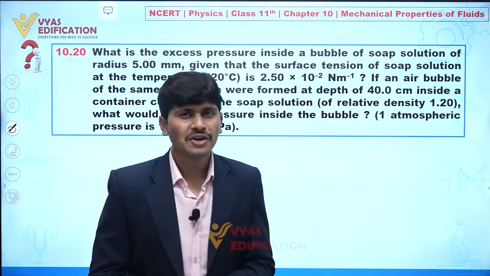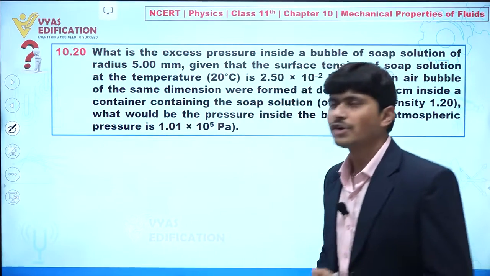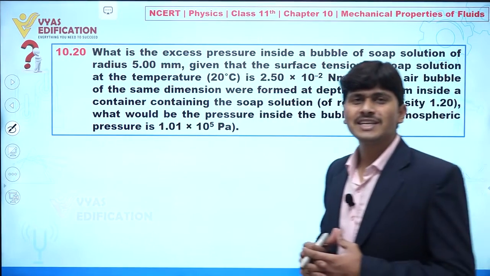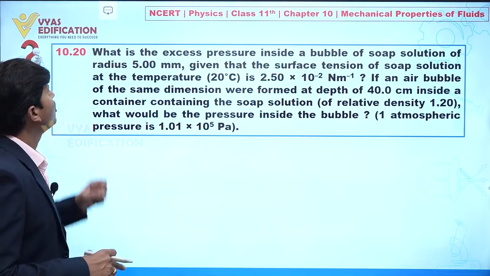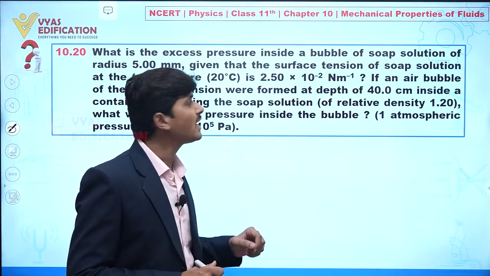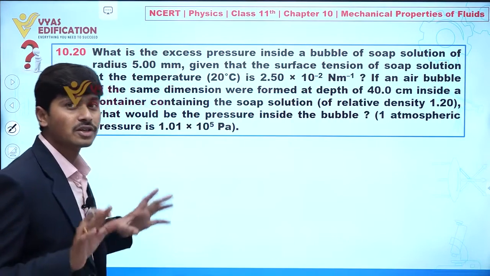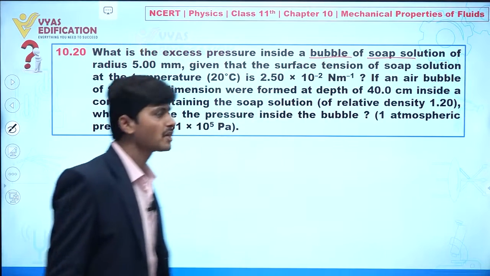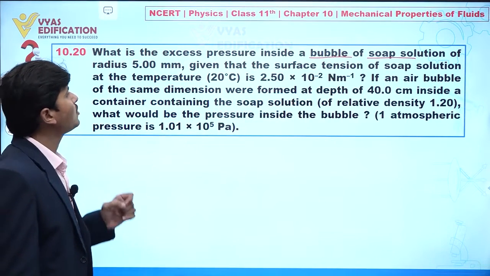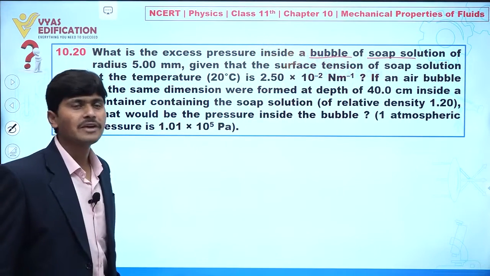Now dear student, we are going to discuss question number 10.20, and this is a good question. It asks: what is the excess pressure inside a bubble of soap solution? Very important, here we have a soap bubble, inside a bubble of soap solution of radius 5 mm.